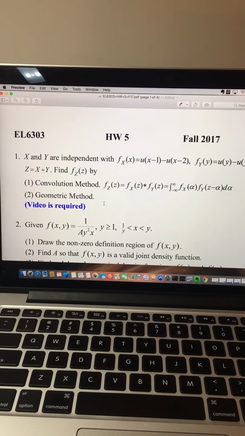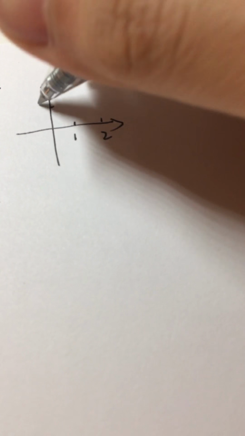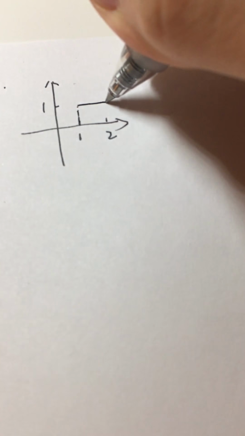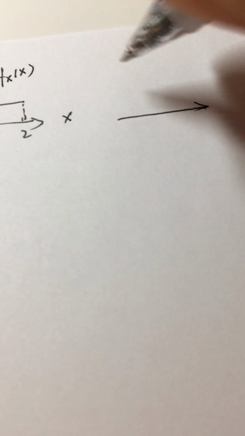I'm now doing homework 5 of probability and stochastic processes. Let's see question 1. First of all, Problem 1. We can draw the picture of f_X(x), and the picture of f_Y(y).